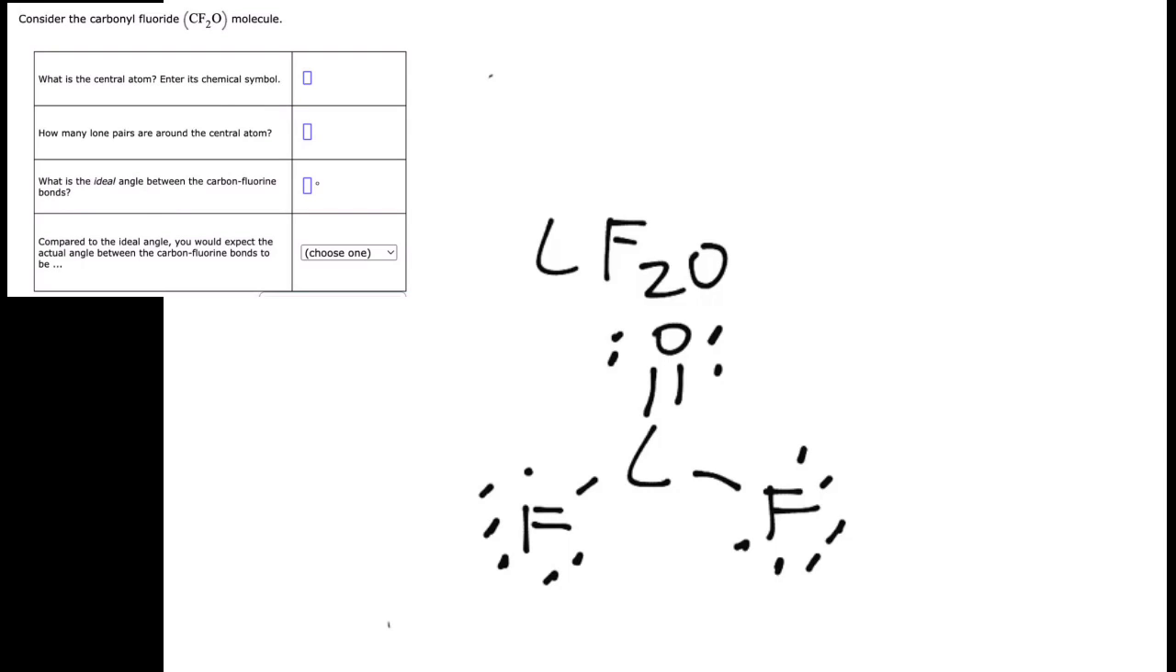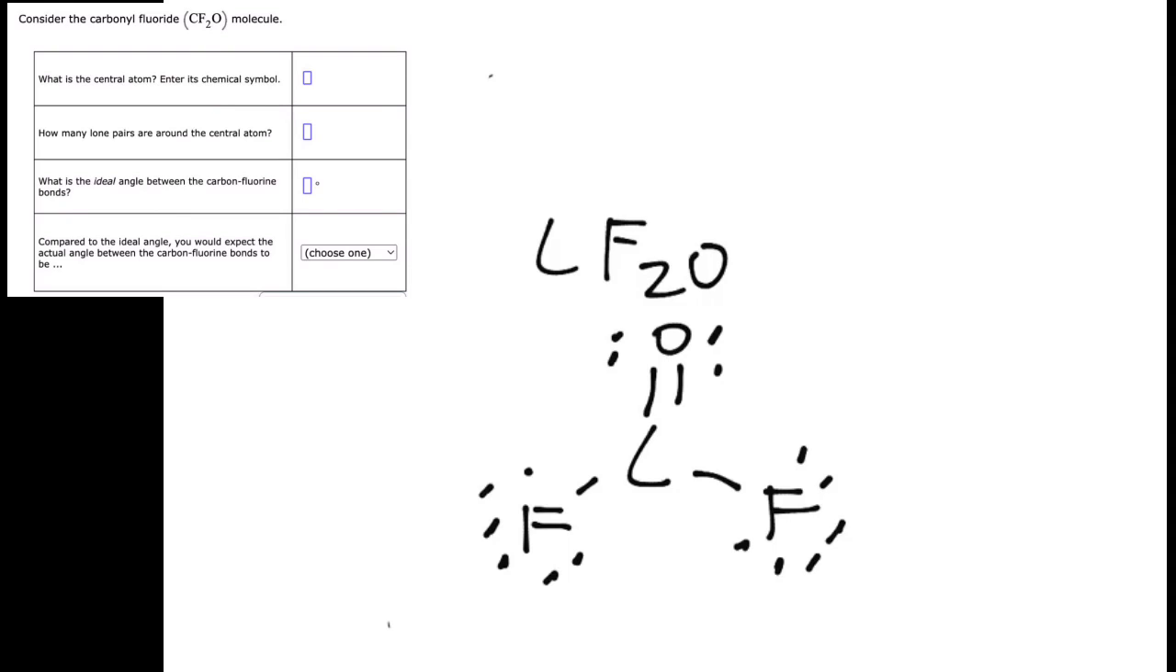The first question says, what is the central atom? Enter its chemical symbol. Obviously, you would enter the symbol C for carbon. How many lone pairs are around the central atom? Well, you can answer that question as well. How many lone pairs are there? There are 0. Carbon doesn't have any lone pairs in this molecule.